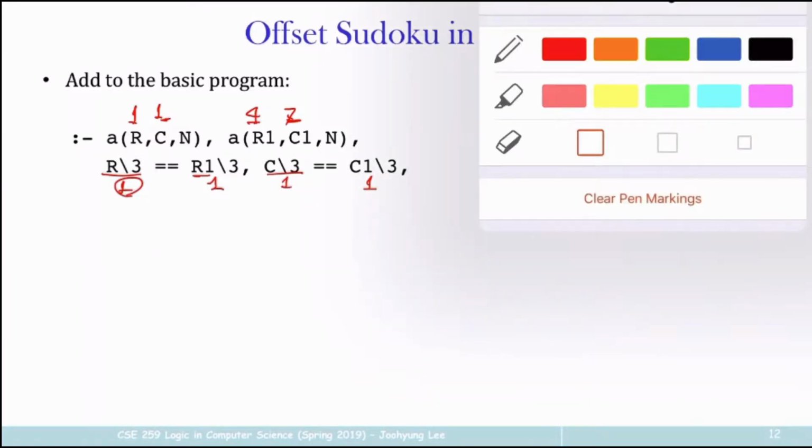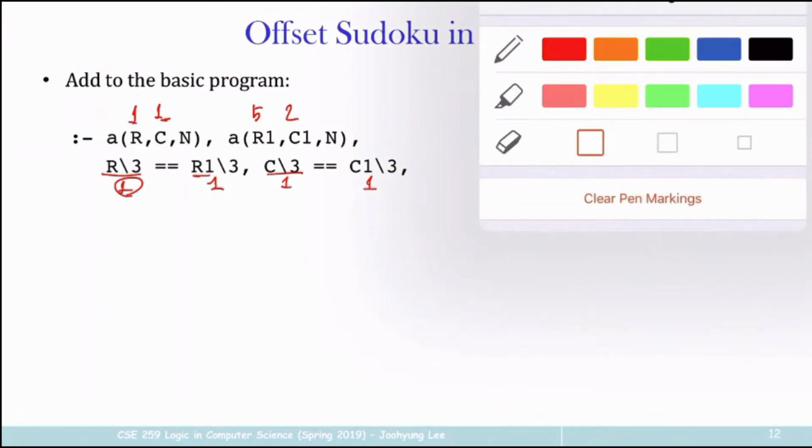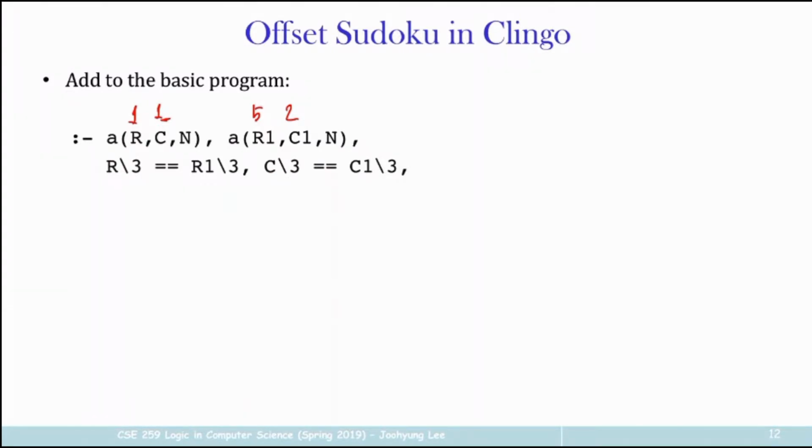But let's actually try something different. What about 5, 2? Are they in the same region? Hmm? 1, 1 and 5, 2, are they in the same region? This could be a good quiz for next time, right? I gave you a bunch of the pairs and see which are in the same region, right? So 1, 1, 5, 2, are they in the same region?